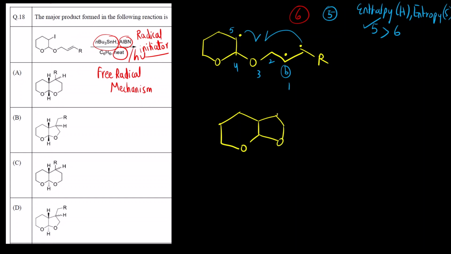Okay, and we don't know the stereochemistry, so it is written like this. We don't know the stereochemistry at this carbon. What will be the stereochemistry at the junction of the two rings? Okay, this is a fused compound.